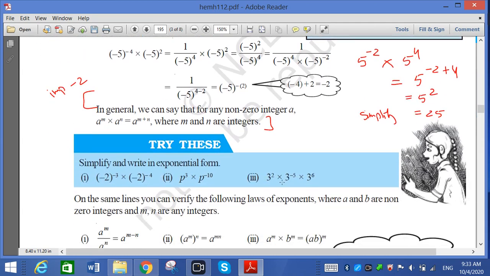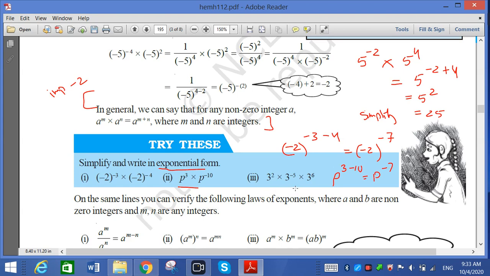Now we go for trial purposes. These are all practice. Try this: simplify and write in exponent form. The question is to write in exponent form. So minus 2 to the power minus 3 minus 4, that is minus 2 to the power minus 7. Now here p to the power 3 minus 10, so p to the power minus 7. The question is in exponent form, so I have to write the exponent form.